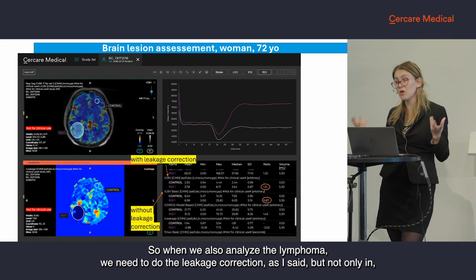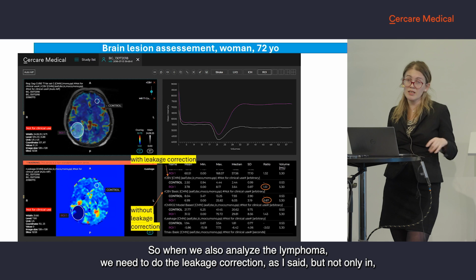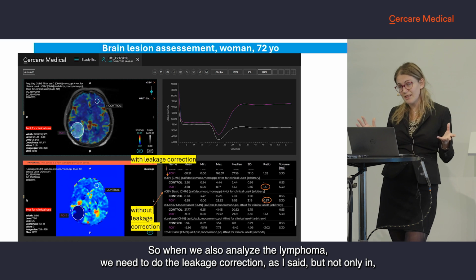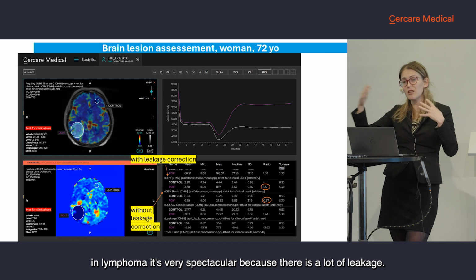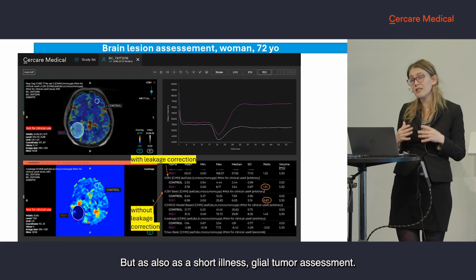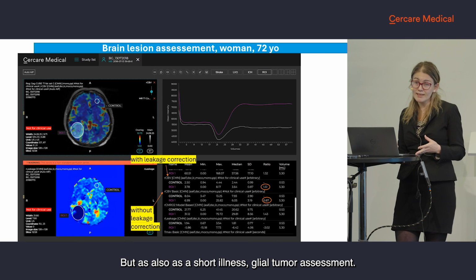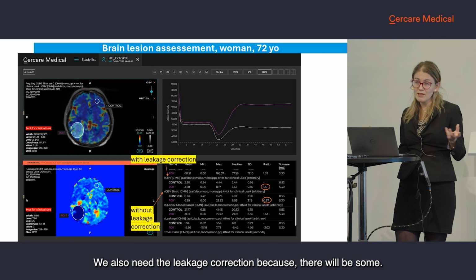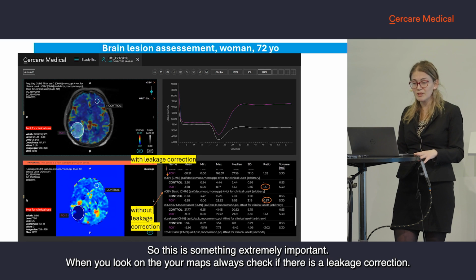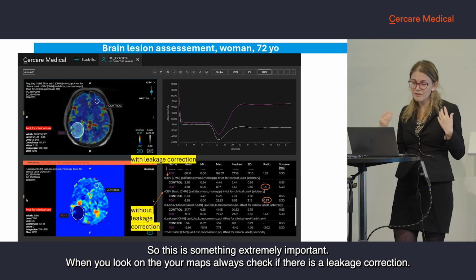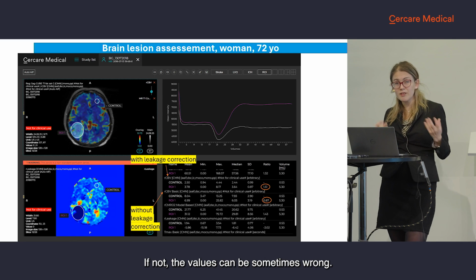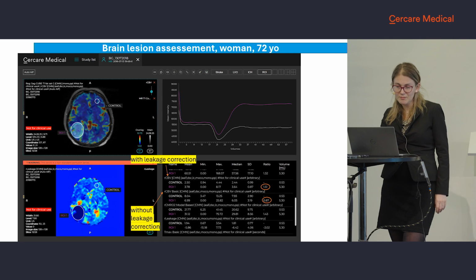So when we analyze lymphoma, we need to do the leakage correction, of course, but not only in lymphoma. It's very spectacular there because there is a lot of leakage, but as I showed in the glial tumor assessment, we also need the leakage correction because there will be some. So this is something extremely important when you look at your maps. Always check if there is a leakage correction. If not, the values can sometimes be aberrant.